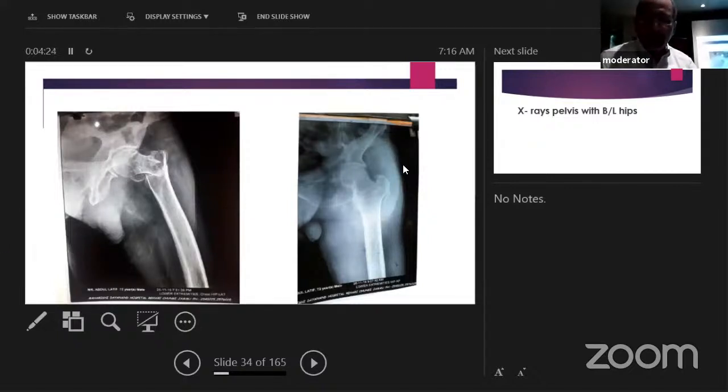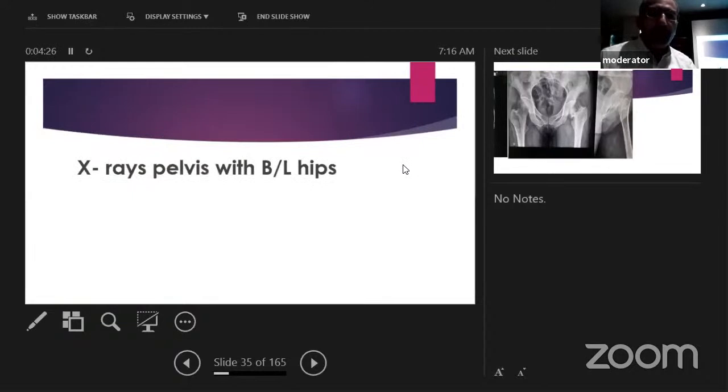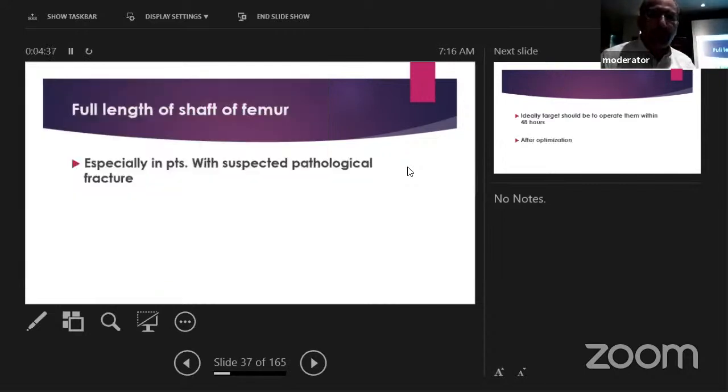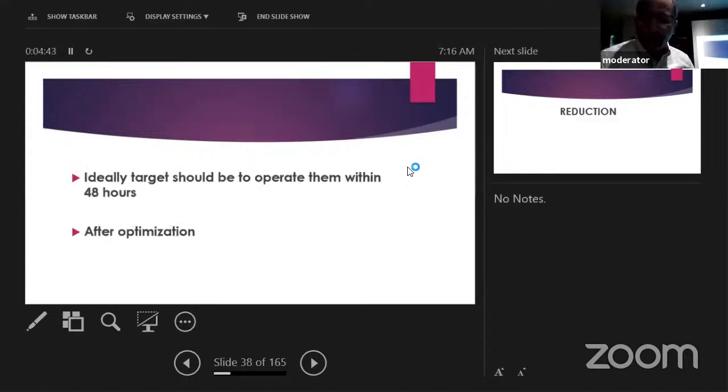X-ray on the other side is entirely different. X-ray of pelvis with bilateral hip, because at times there's a coxa valga. So you need to have a proper angle. You need to restore the same angle on the opposite side. So you need to ask for the X-ray of the opposite side. And with a patient with a suspected pathological fracture, ask for an X-ray of the whole leg, whole femur.